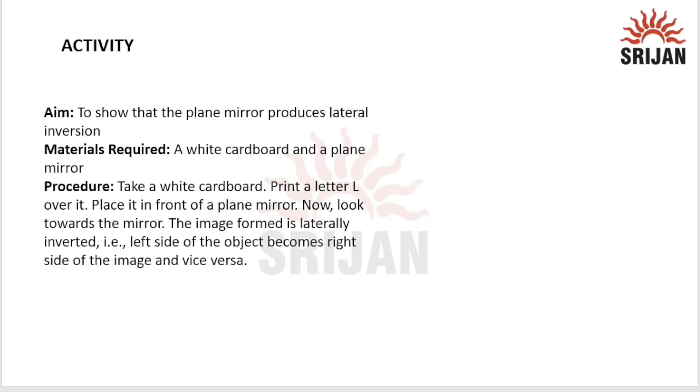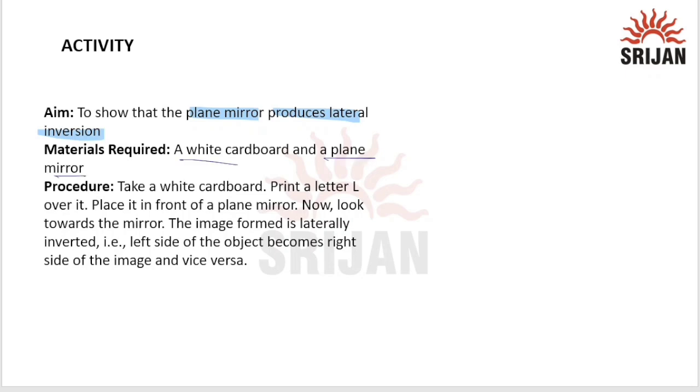Our first activity is to demonstrate that the plane mirror produces lateral inversion. Lateral inversion means the object on the right will appear at the left. So this is the lateral inversion. What are the materials required? A whiteboard and a plane mirror.